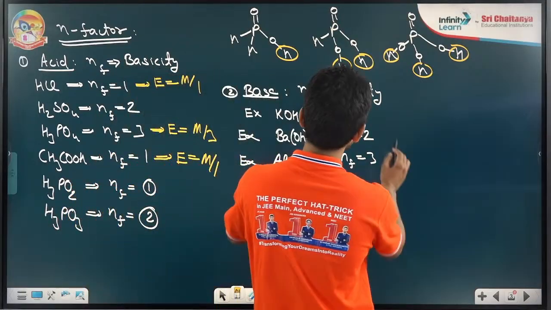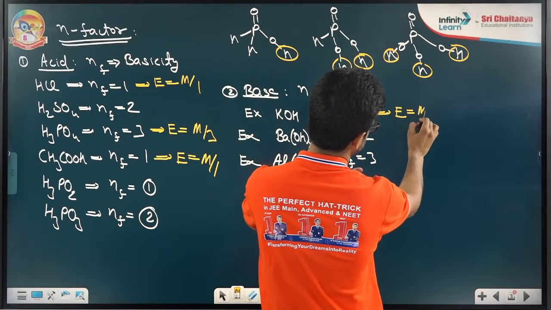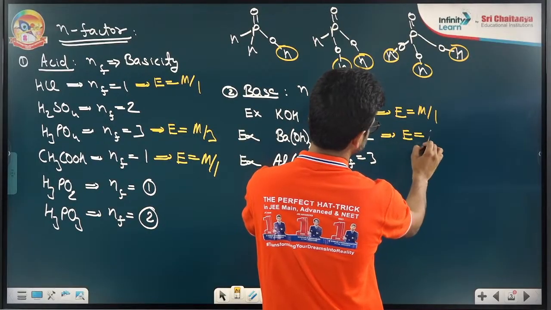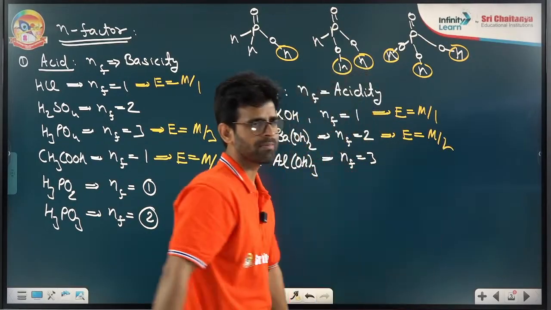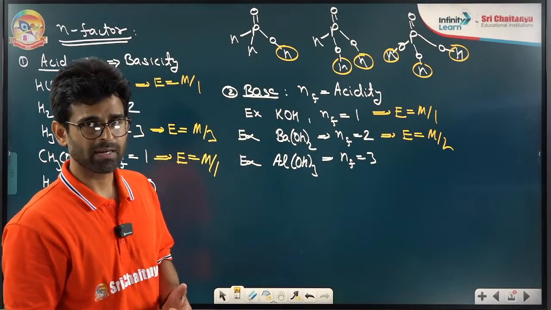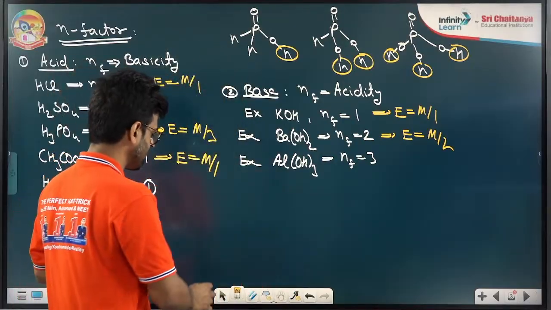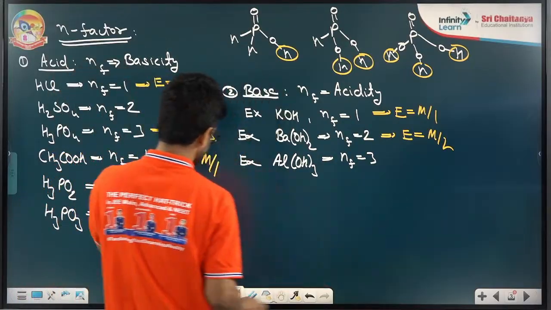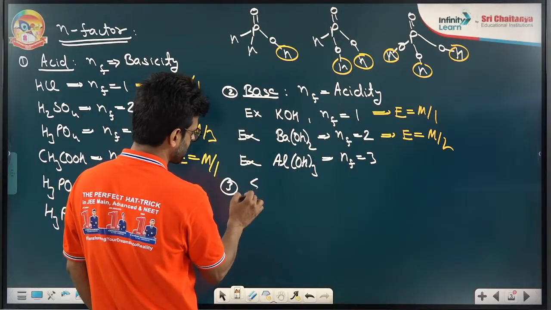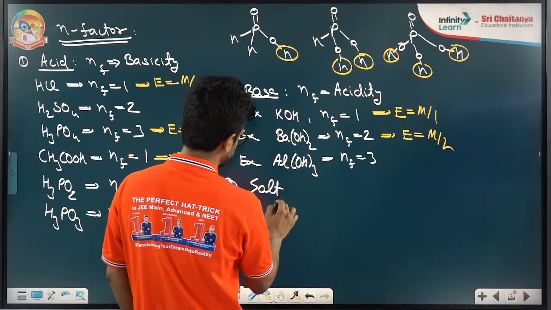So definitely, if you want to find the equivalent weight of KOH, you will say its molar mass by 1. Similarly, for the equivalent weight of Ba(OH)2, you will say molar mass by 2. In this way, using the n factor, you can easily find the equivalent weight. The next thing is salt. These three things will come in our questions basically. The remaining part we will see as a separate topic, salt.